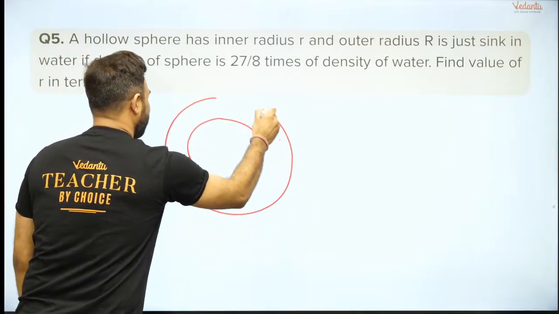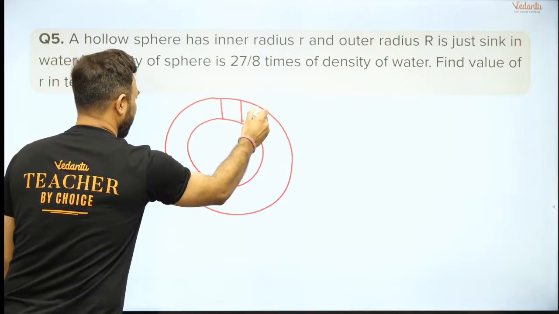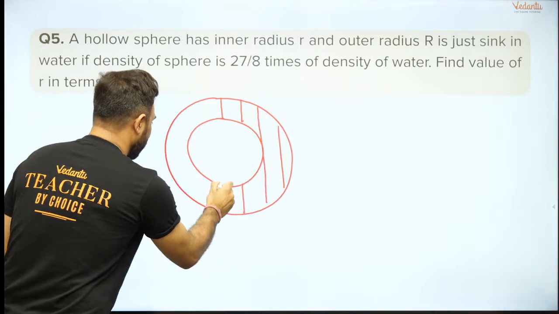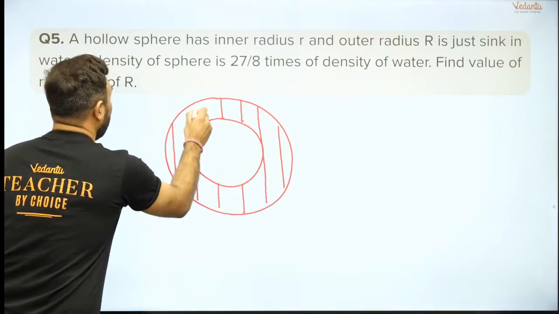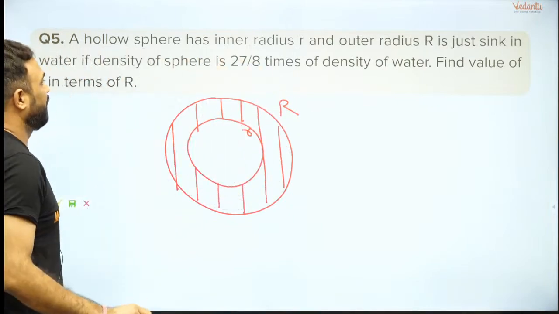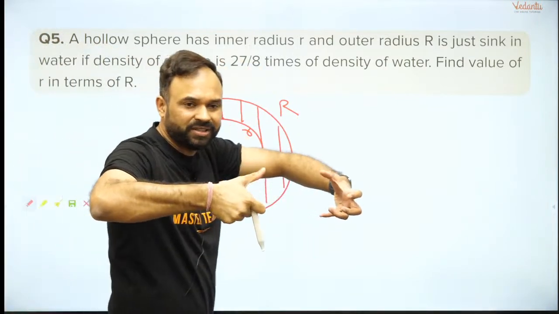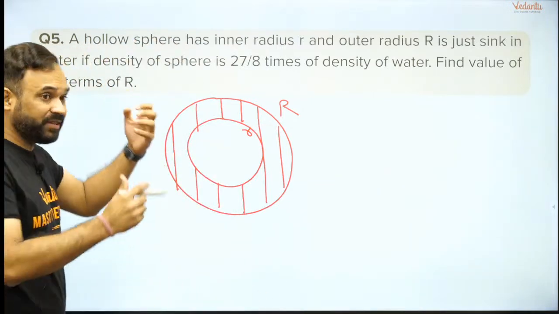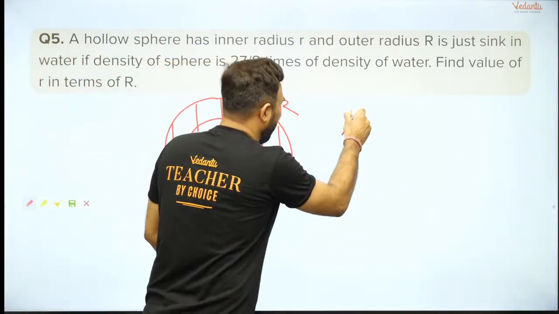Let's move on to the next problem. Now he says there is a hollow sphere, a sphere which has an inner and an outer radius. Let's take it this way. This is a hollow sphere. This one has an inner radius small r and an outer radius capital R.